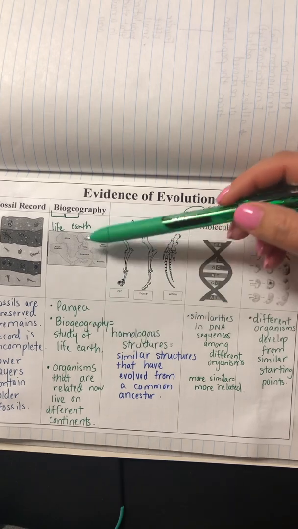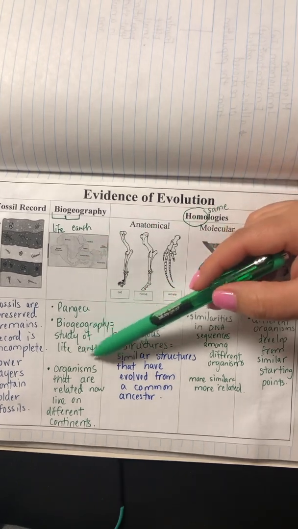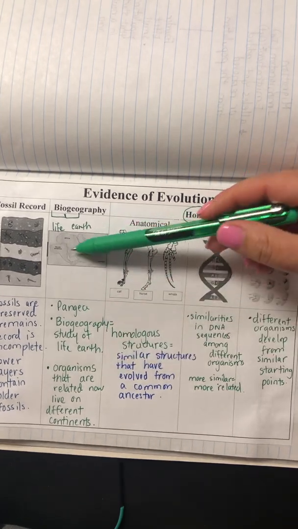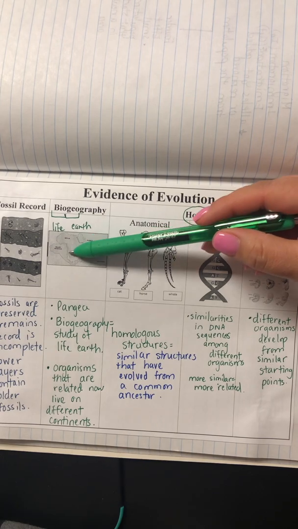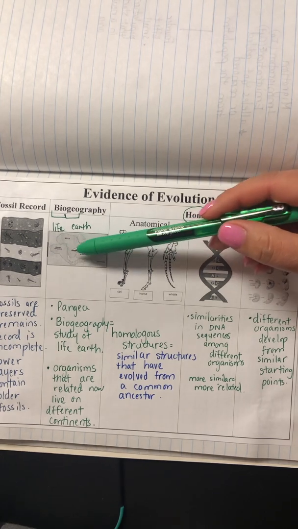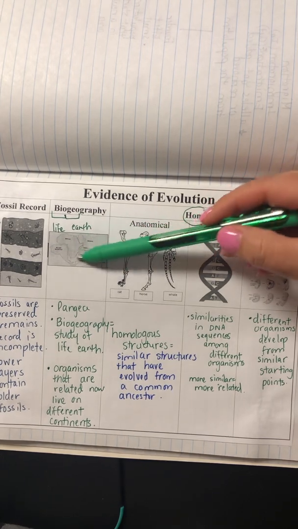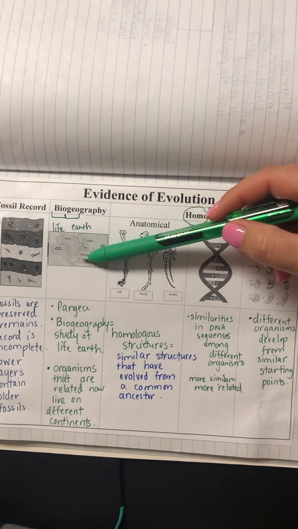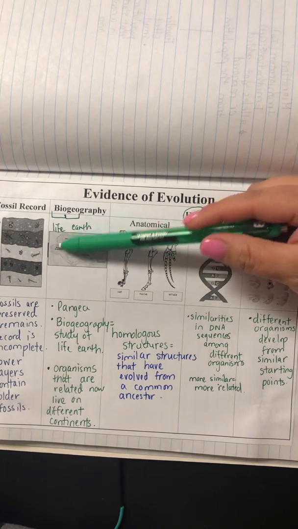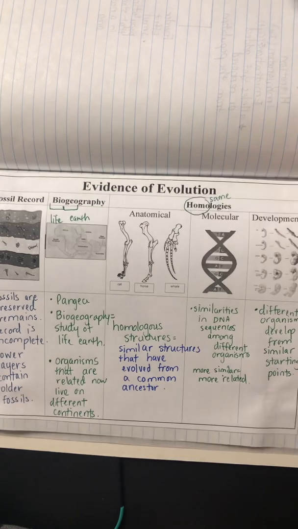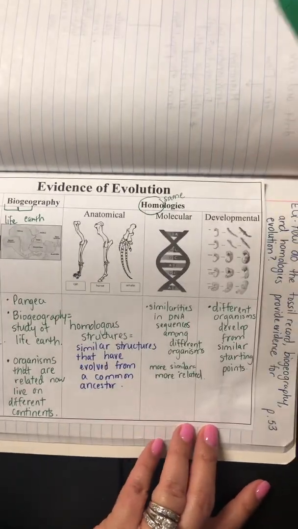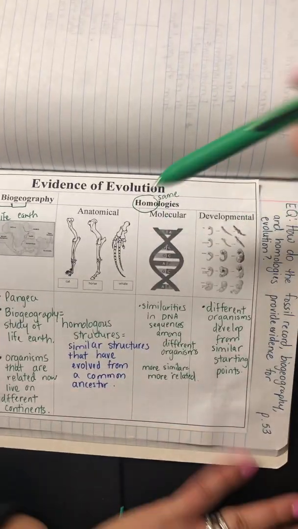Biogeography, we talked about Pangea in the last couple of days. Biogeography is a study of life on Earth. Organisms that are related now live on different continents, and the only way to explain that is that at one point the continents were all merged together, and that's why everything has a common ancestor. And then the last one we covered were the three types of homologies.